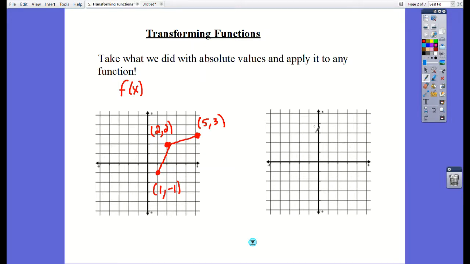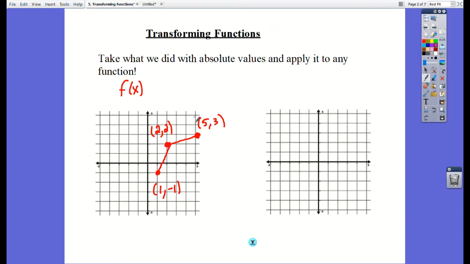All right. So here's what I want you guys to do to start off with, right? We're talking about transforming functions, and all we're going to do is take what we did on Friday with absolute value, and we're going to make it general, right? So instead of an absolute value function, shifting up, down, left, right, flipping, changing slope, we're going to take it to any function that we want, okay?